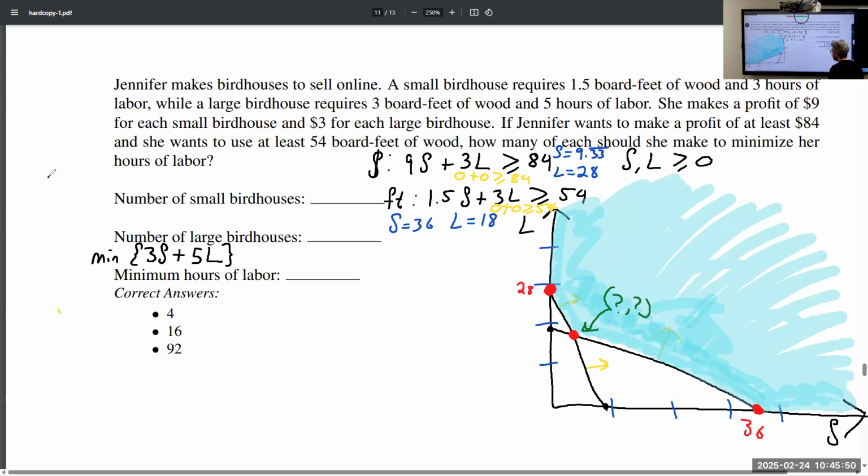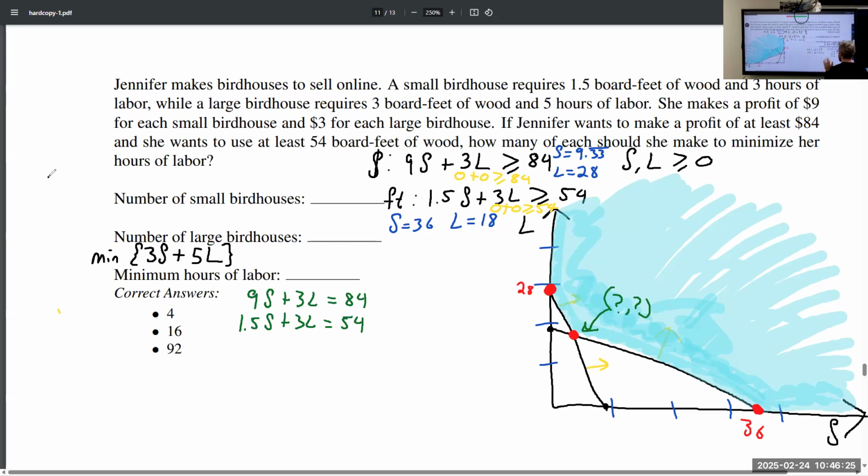It seems like S is less than 10 and possibly less than 20, but that depends on how good my graph is. Okay. All right, so let's find it. That's when they intersect. So I have 9S plus 3L equals 84. And I have 1.5S plus 3L equals 54. And I want to solve for both of these variables.